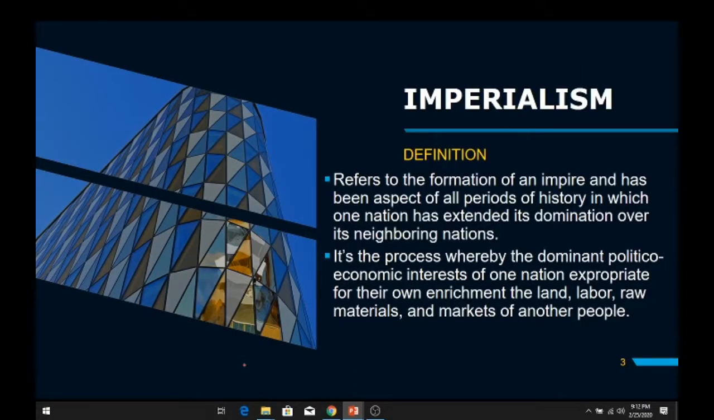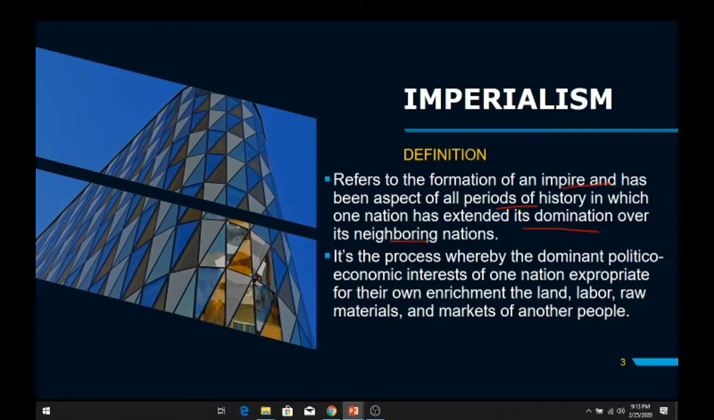Before moving on and understanding the dependency theory, we have to understand the basic concept of imperialism. What really is imperialism? I have listed down two definitions of imperialism. These definitions differ, and the concept of imperialism also differs according to various thinkers. The first definition refers to the formation of an empire, and has been an aspect of all periods of history, in which one nation has extended its domination over its neighboring nations.